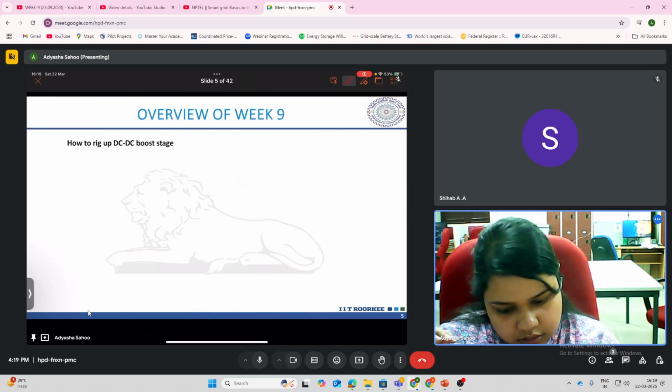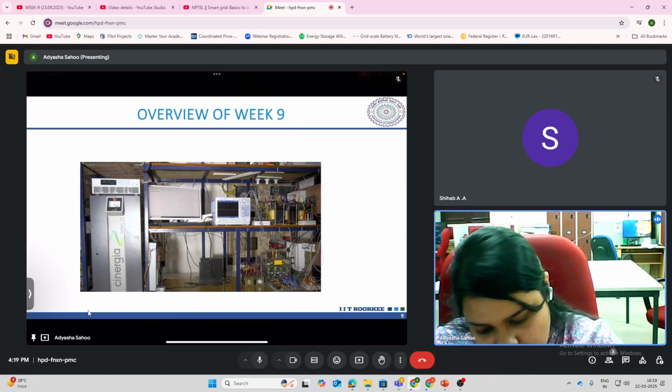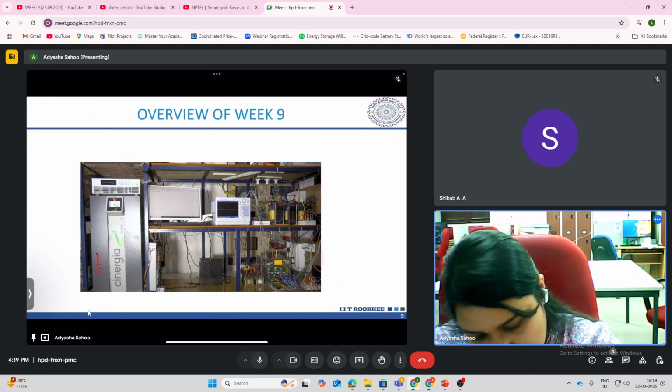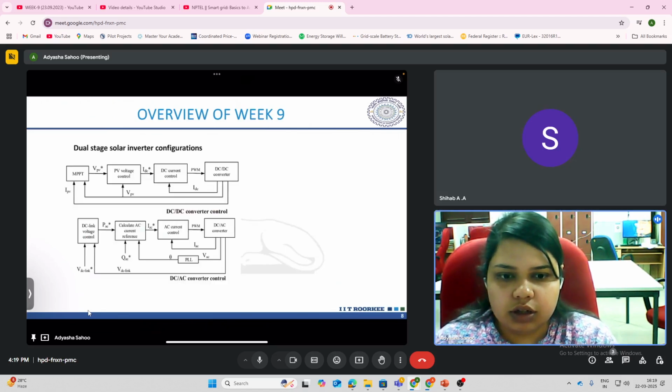So it is in the circuit, I think, somewhere. Yes, this, no, this is the grid emulator. Yes, this component will act as the grid.